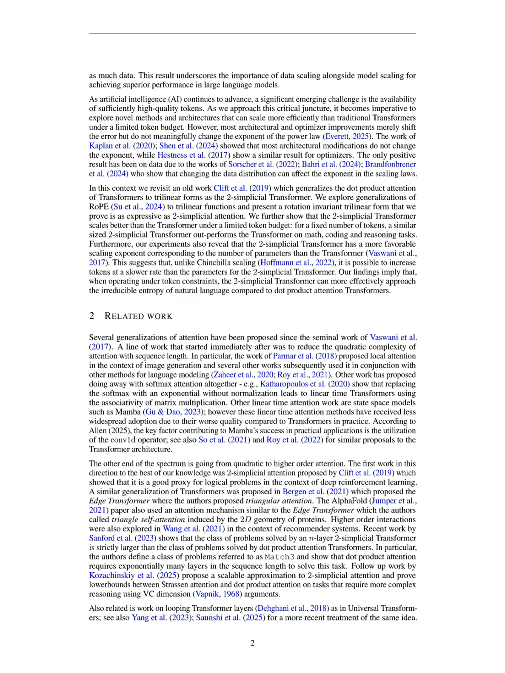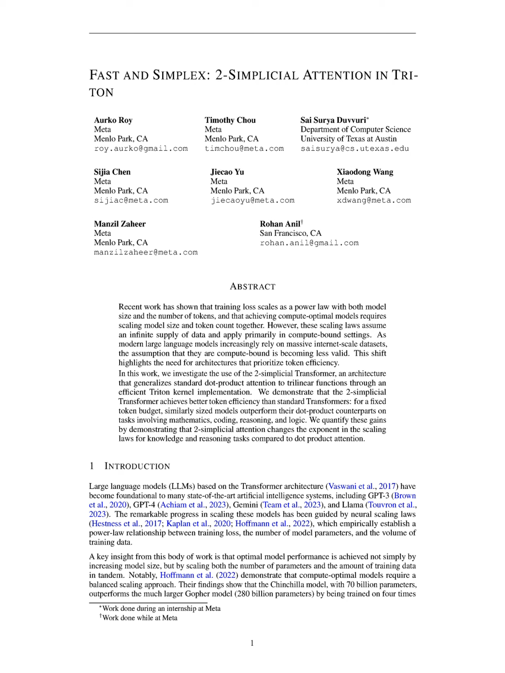The two-simplicial transformer addresses the challenge of scaling large language models, LLMs, efficiently under limited token budgets, which is increasingly significant as the availability of high-quality tokens becomes a bottleneck in AI training. Traditional transformer architectures often require a proportional increase in both model parameters and training data to achieve optimal performance, as highlighted by the Chinchilla model's findings.